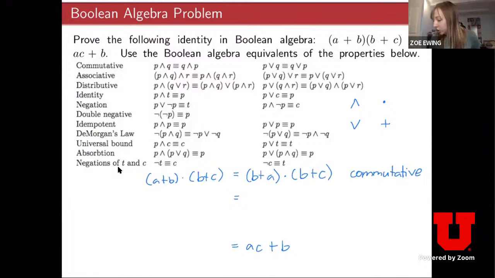All right, so let's see. We're moving on to applying the distributive property. So we're using this right-hand side of the property, and we want to move it over to the left-hand side. So what is the equivalent in Boolean algebra?